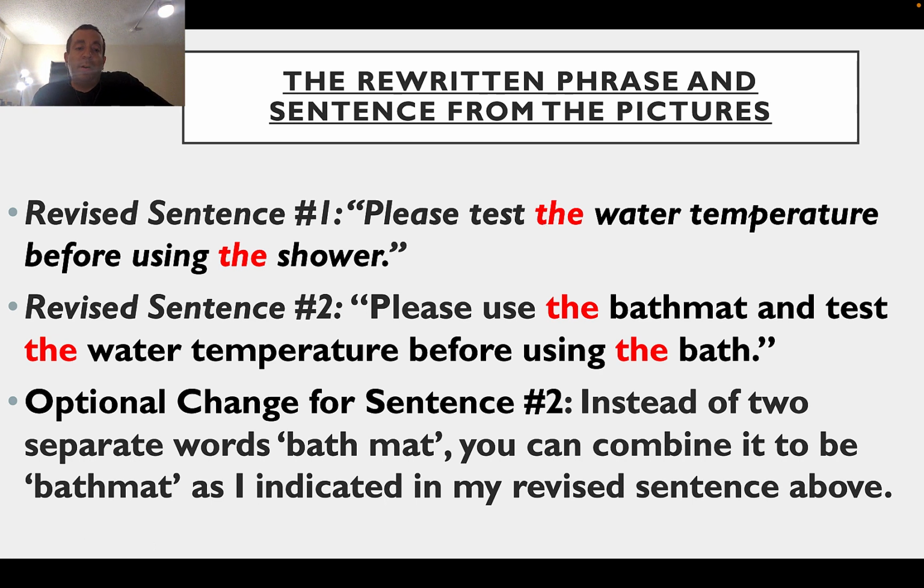Instead of 2 separate words like "bath mat," again, you can combine it to be "bathmat." So that's an optional change. I don't think it's that big of a deal. I think we know that bath mat is written correctly. We know the word is correct in terms of the vocabulary and the meaning. So that's an optional change for sentence 2 there. So it can be 1 word.